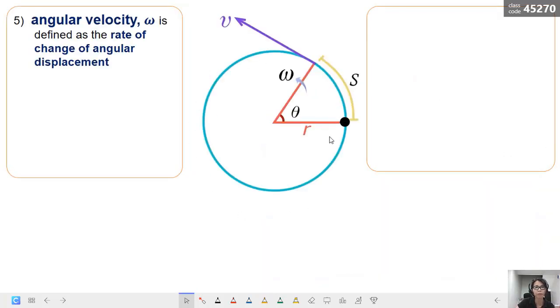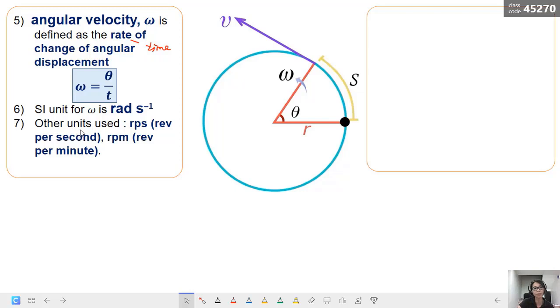Then how fast the object moves in a circle is what we call angular velocity, omega, the rate of change of angular displacement over time. Rate means time, masa. So the angular displacement divided by time gives you the angular velocity, how fast the object moves in a circle. The SI unit for angular velocity is radian per second. Anyhow, we might have other units to describe angular velocity, revolution per second or revolution per minute. Okay? Angular velocity is a vector quantity.